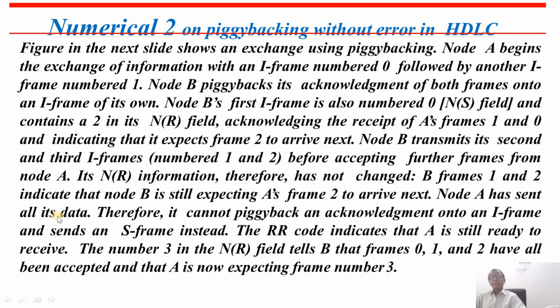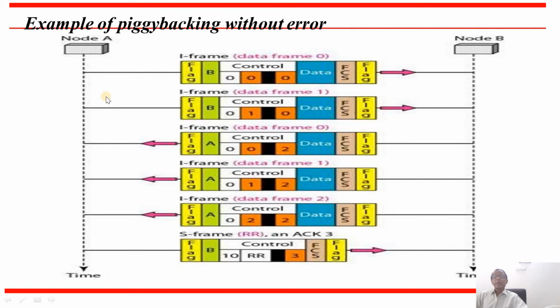Node A has sent all its data, therefore it cannot piggyback an acknowledgement onto an I frame and sends an S frame instead. The RR code indicates that A is still ready to receive. The number 3 in the NR field tells B that frames 0, 1, 2 have all been accepted, and that A is now expecting frame number 3. Like that, the I frames are sent with the piggybacking method without error.